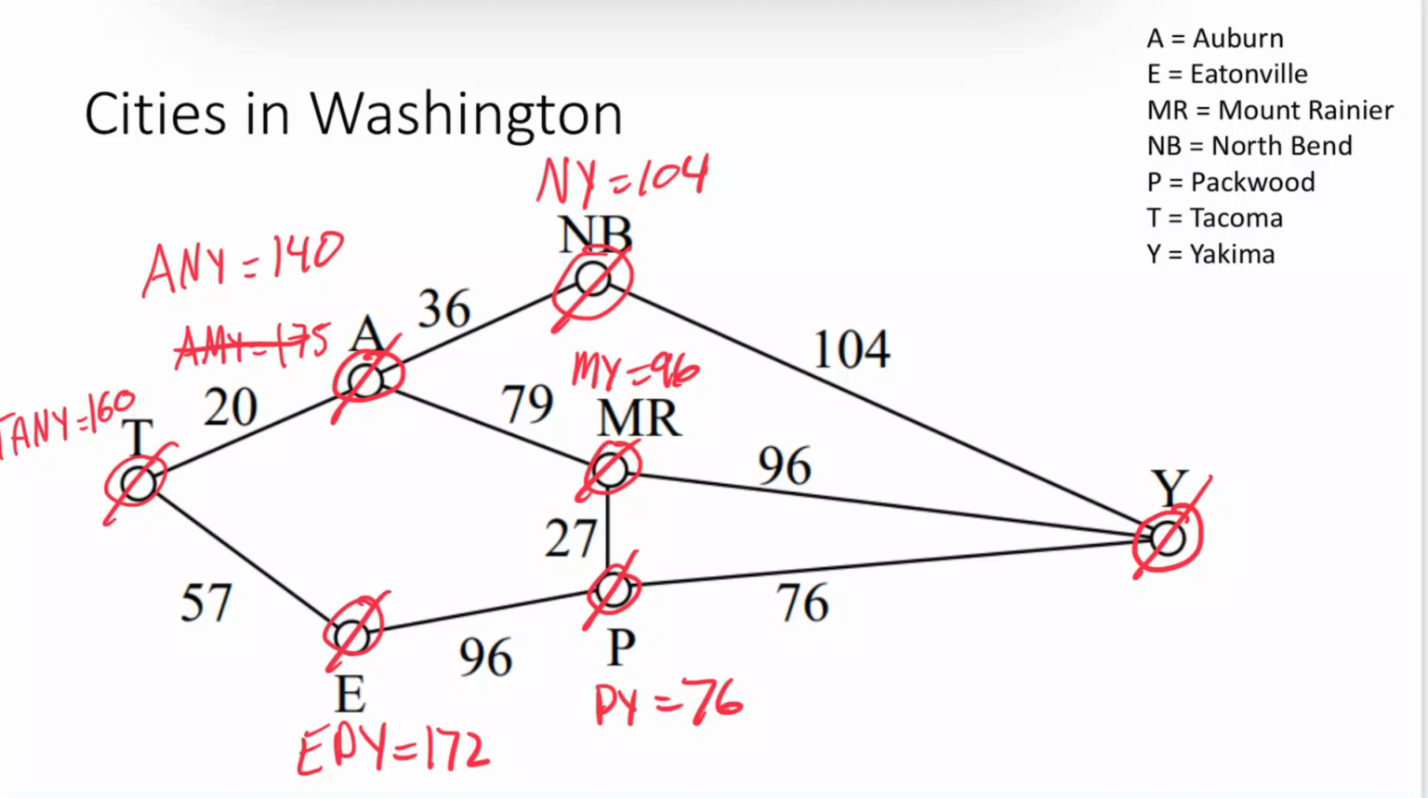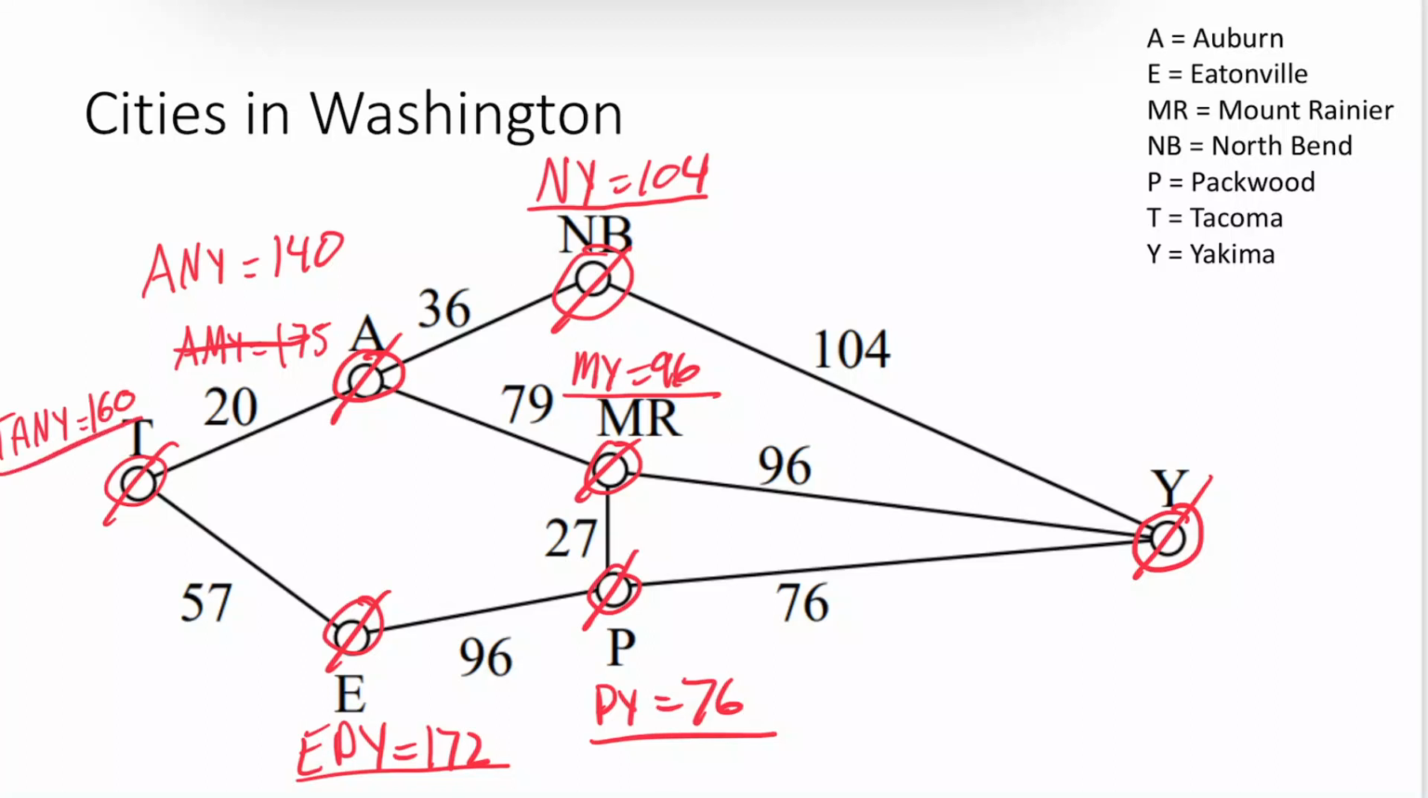All right, so when I solved it, I got that the shortest path from North Bend to Yakima was 104, and you just take that direct route. In my answers, I just used N for North Bend instead of NB. The shortest route from Mount Rainier to Yakima was 96 miles. The shortest route from Packwood to Yakima is 76 miles. The shortest route from Eatonville to Yakima was 172.